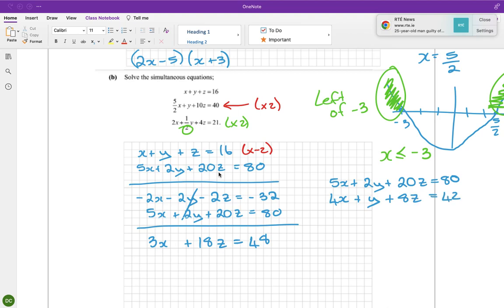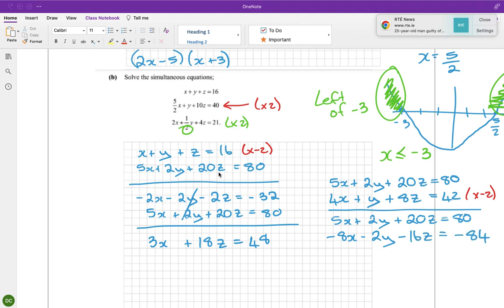I cancelled the y's last time, so I have to cancel the y's this time. So bottom line by minus 2. So top line unchanged, 2y plus 20z equals 80, and the bottom line is minus 8x minus 2y minus 16z equals minus 84. They're gone. So I get minus 3x plus 4z equals minus 4.